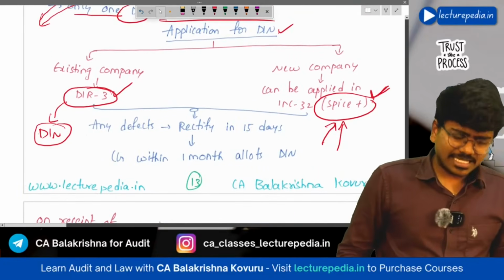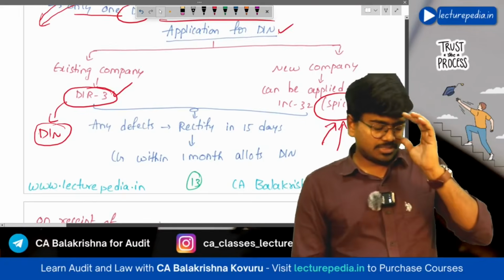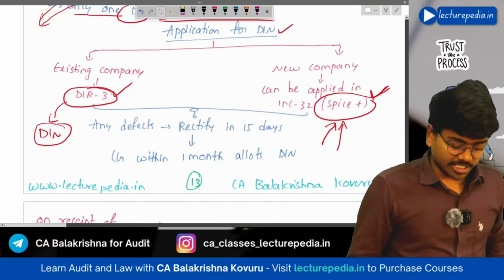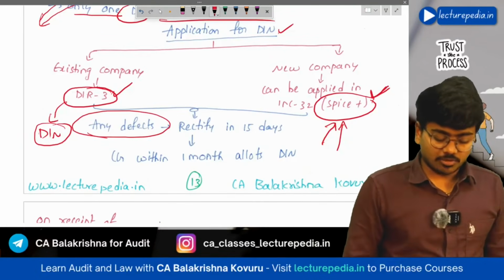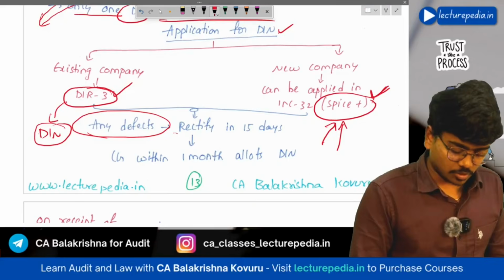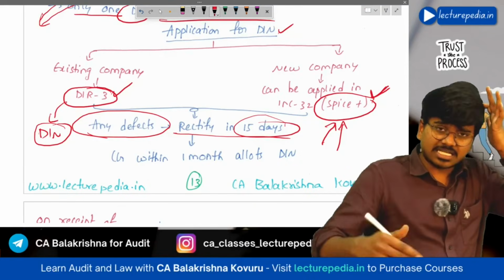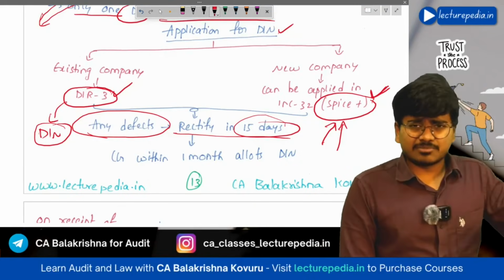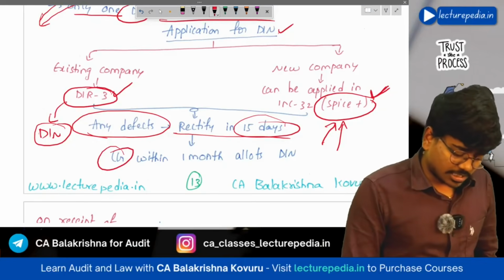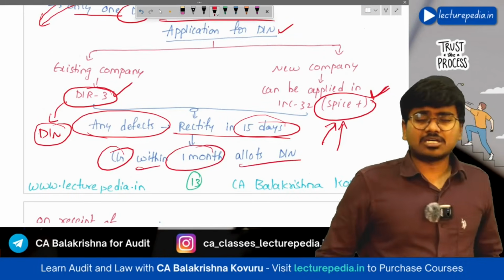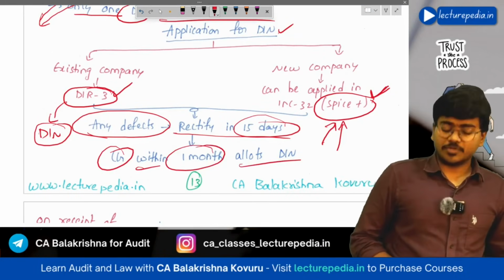Once you have filed DIR-3, the MCA will verify your application, and if any defects are found in your application, it will give you 15 days to rectify the defects. You need to rectify those defects in 15 days and resubmit. After resubmission, if everything is okay, the Central Government within 1 month will allot a director identification number to you. Hope that is clear.